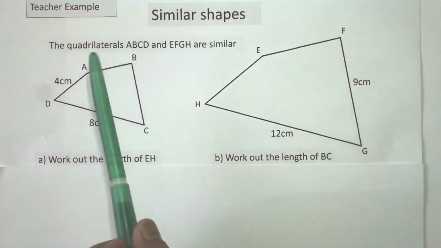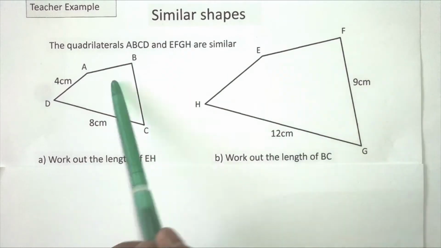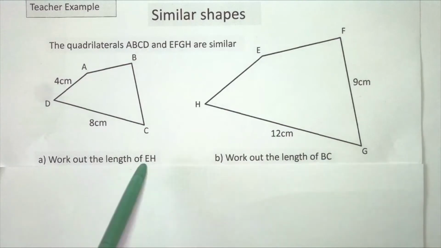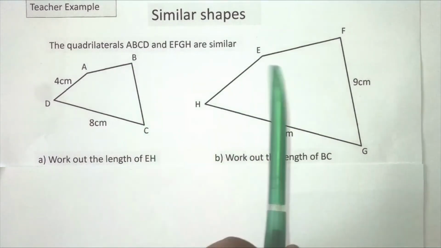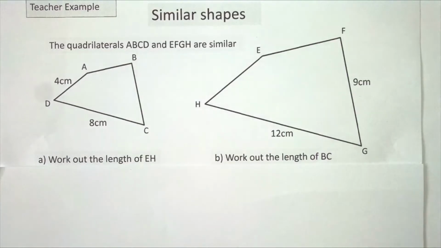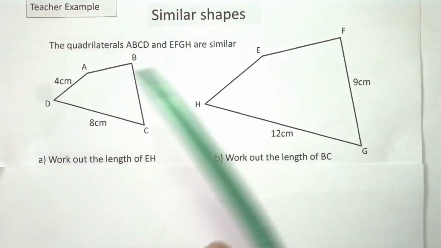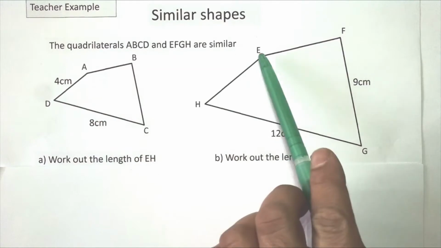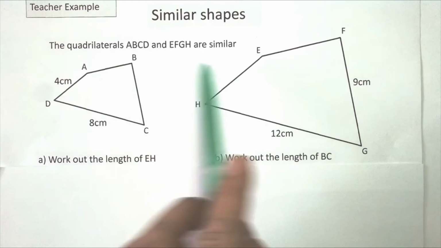In this example, we've got two quadrilaterals, ABCD and EFGH, and we're told that they're both similar. We're asked to work out two different lengths in either of the two shapes. The first step is to work out the scale factor. For the scale factor, you're looking for two corresponding lengths in both shapes. If I look at this length here, AD, the corresponding length here will be EH. But I need both values to be able to work out the scale factor.